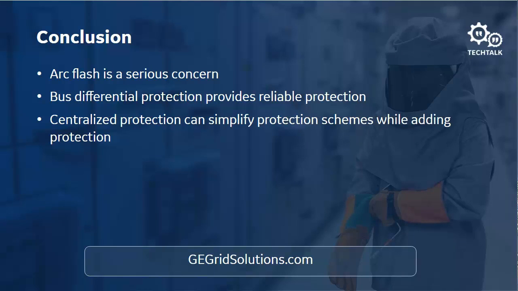Okay, let me scan through these here. Okay, so the first question I see here, it says, does the multi-lane 850 work with this design? So the multi-lane 850 will work with the zone interlock scheme. It does not work with the centralized protection scheme. For the centralized protection scheme, this would be the UR.